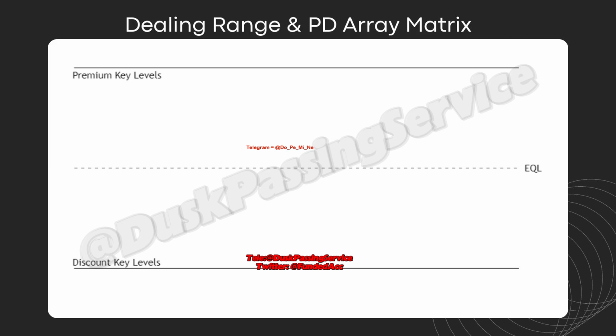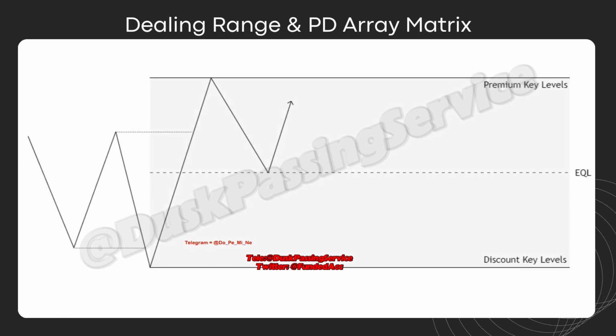Now let's move on to the next slide and discuss dealing ranges in a bullish scenario. Here you can see we've got this range low and range high. What happened here is that first of all we took out the range low, and then we went above to take out the range high, and then we closed above it.